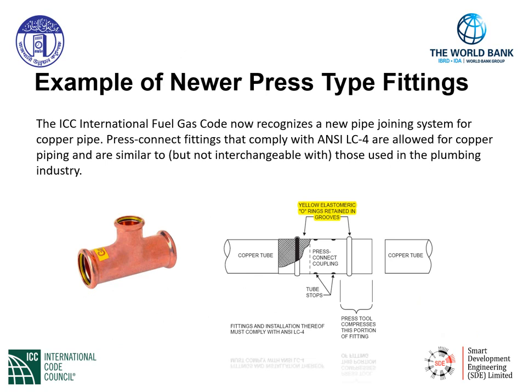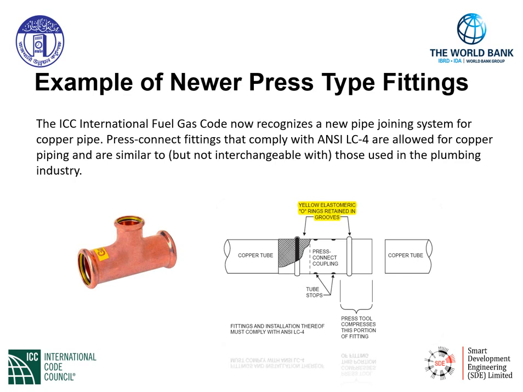Here we have an example of a newer press-type fitting. The ICC International Fuel Gas Code now recognizes new pipe joining fittings like this for copper pipe, copper tubing. Press connect fittings that comply with ANSI LC4 are allowed for copper piping and tubing. They're similar, but they're not interchangeable with those used in the plumbing industry. As stated and can be seen here, we have an example of the fitting and a detail.